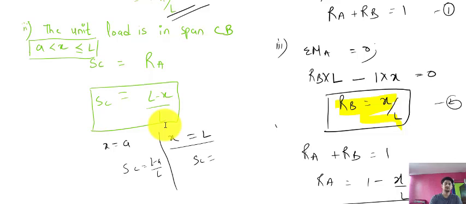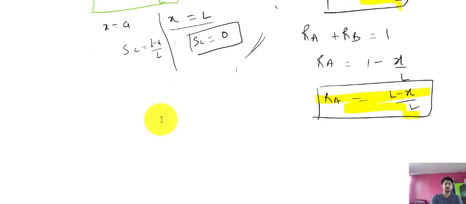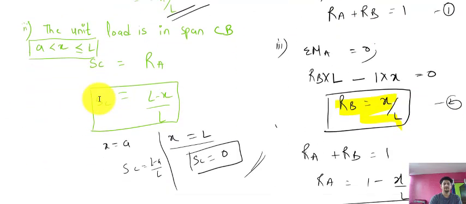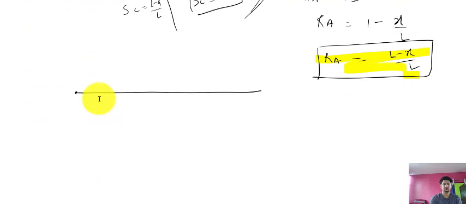Now you have the values of shear force. Now you need to make a shear force diagram. So this shear force at C will be L minus A upon L. Influence line diagram for the shear force: now this is the span. At this point x value is 0, so the unit load is in span AC, x value 0, so shear force value is 0, so it will start from 0 here. Suppose this is the C point, this is the A point, this is B point.